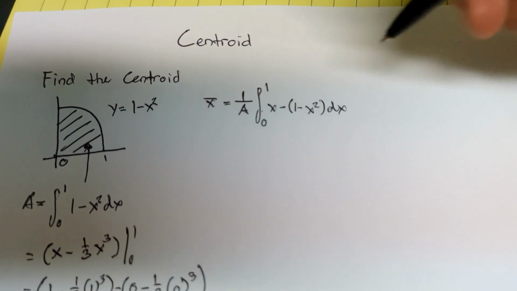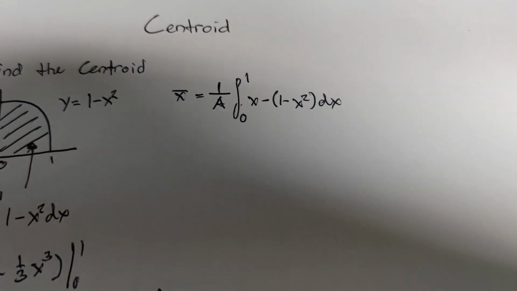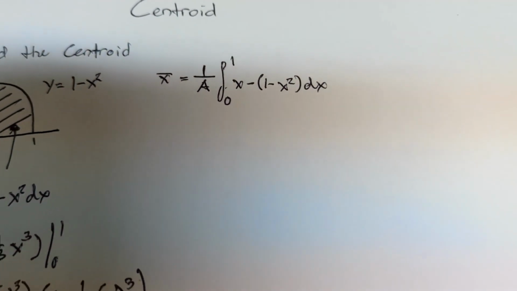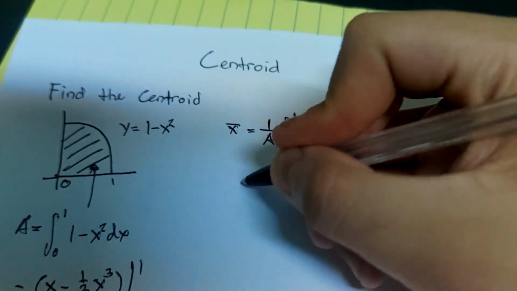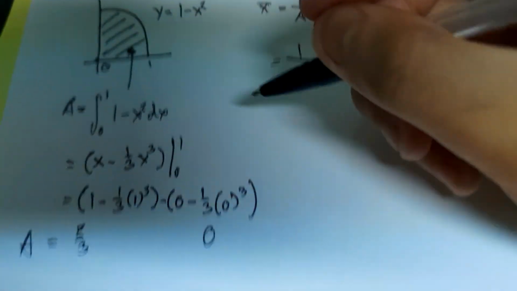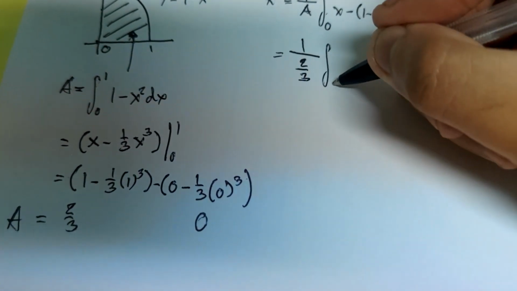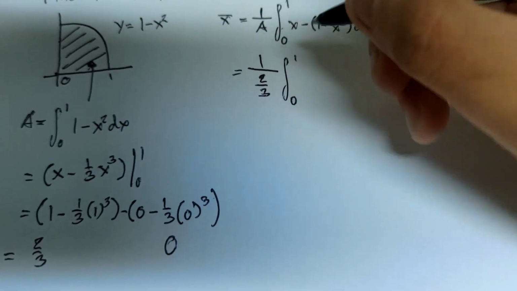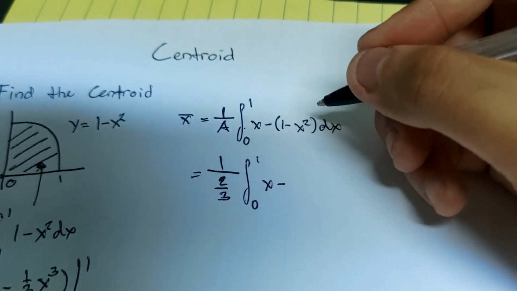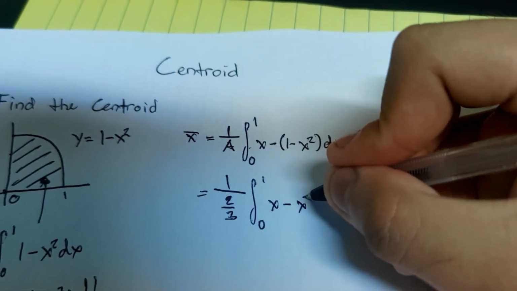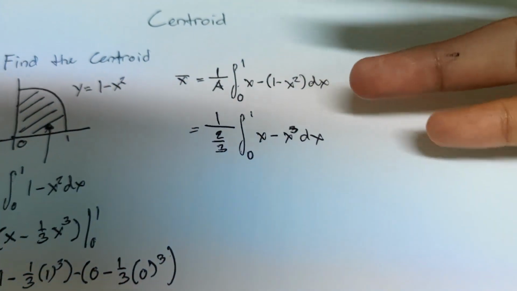So basically this is just a formula for our x coordinate. As you can see here, we still cannot integrate this because we still have to distribute our x to 1 and x squared. So we're going to put this as 1 over A, which is a value of 2/3, with the integral with limits of 0 to 1. So x times 1 is just x, minus x times x squared is just x cubed, dx.